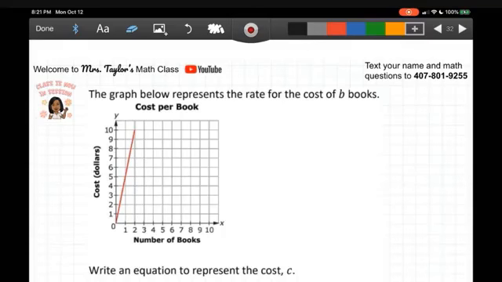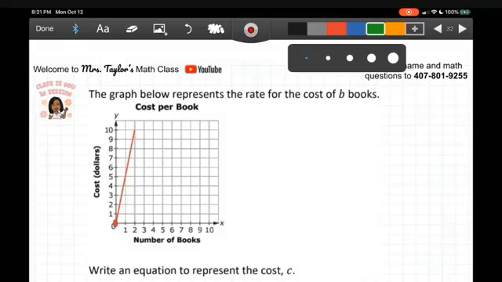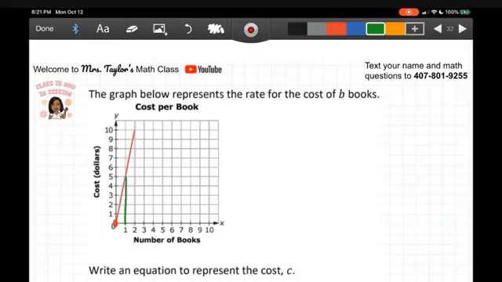So it looks to me like if I buy 0 books, I pay 0 money. But if I buy 1 book, and let's travel up this road here, if I buy 1 book, then I'm going to pay $5. If I buy 2 books, then I'm going to pay $10. So each book seems like it costs $5. So my equation is going to be the cost is $5 per book, or 5 times B.